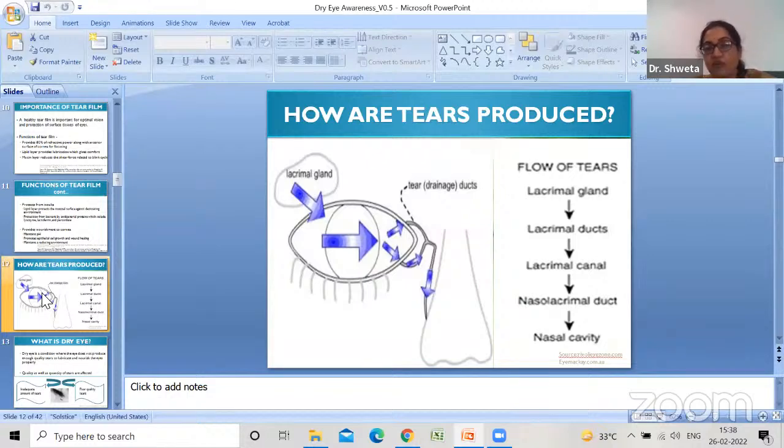Then these tears form a layer over the entire surface of the eye and keep the eye moist at all times. The tears move from the outer surface of the eye to the inner surface of the eye, that is, towards the nose side of the eye. And here they get drained by what are called tear ducts or lacrimal ducts into the lacrimal sac and finally into the nose. This is why sometimes when we put drops in our eyes, we feel the taste of the drop in our throat. So that is a good thing if we are feeling it.